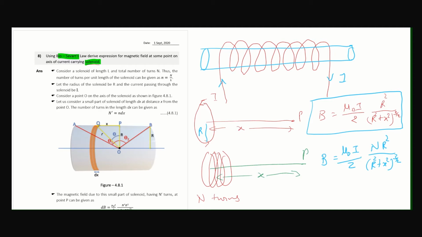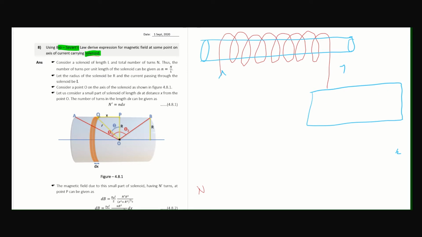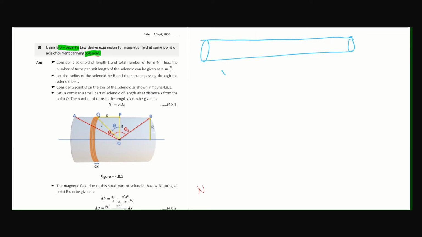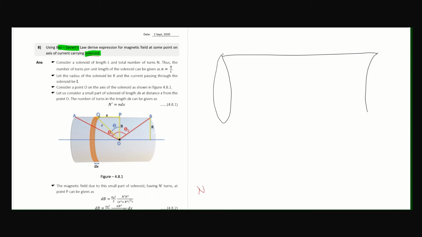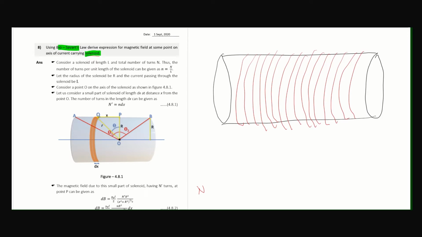Now, in case of solenoid, the problem is slightly different. Let us have a look at the problem when we are talking about solenoid. When we consider some point on its axis, the distance of the turns is not fixed. Suppose I have a solenoid of length L and N turns, and I consider these red wires as the turns of the solenoid. So here is the solenoid, and here is its axis, and this is the point P where I want to find the magnetic field.